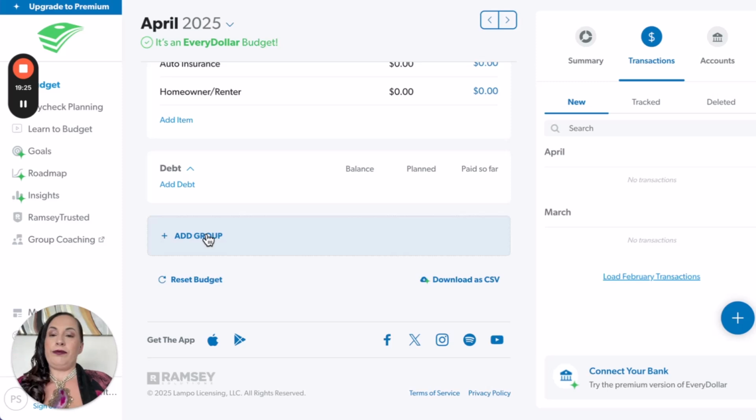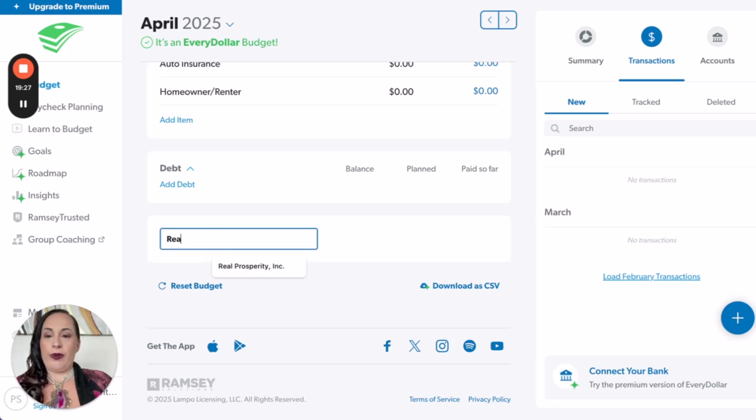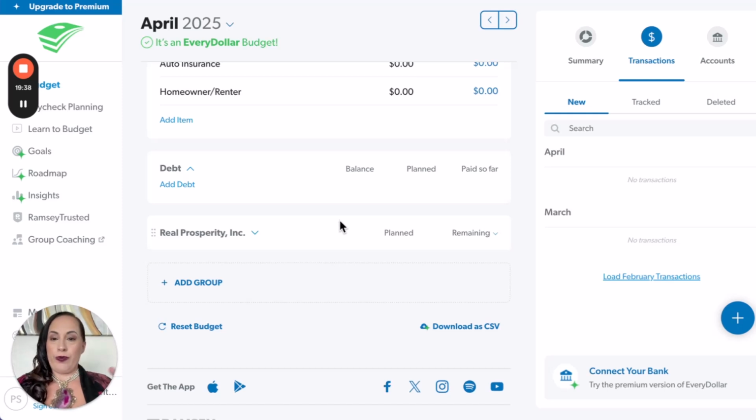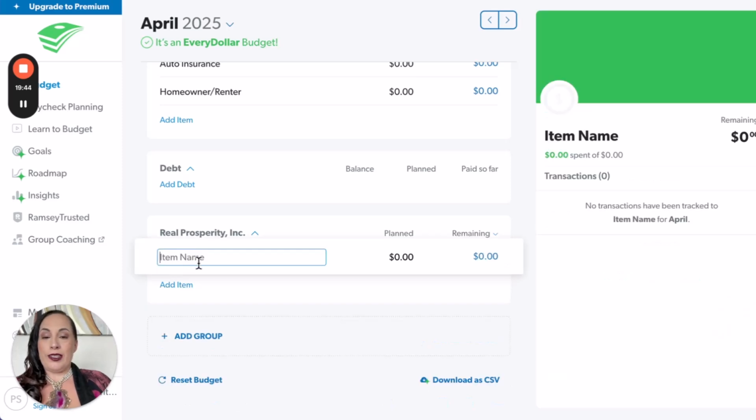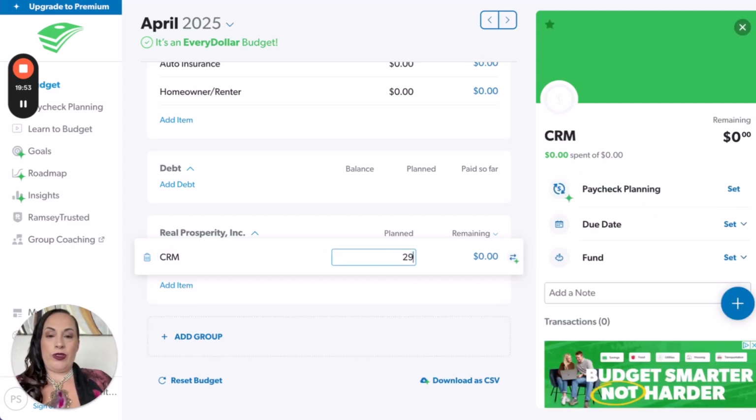So what I did was I clicked Add Group and I put Real Prosperity Inc., which is the name of my company. We're a coaching and training company supporting people around their finances. So I created this group for Real Prosperity Inc. And then I added different items for my business. So I put my CRM in here, which is Contact Relationship Manager. It's like your email management system and stuff like that. So mine was $2.99 a month. I put that in there.